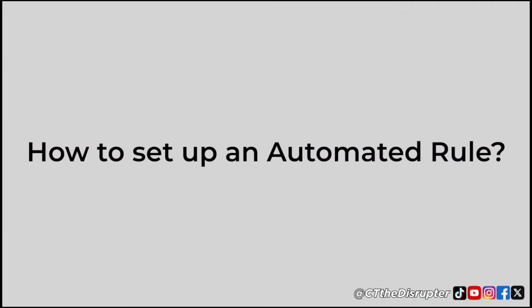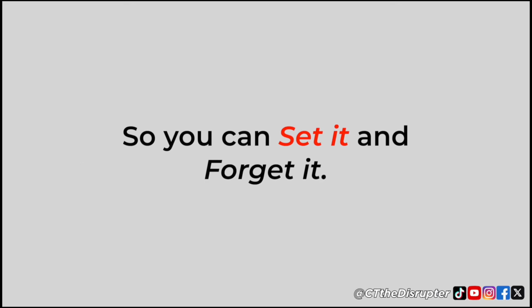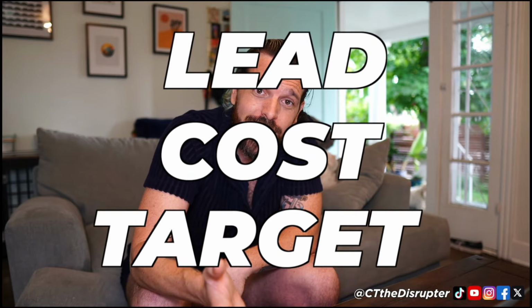Now, the last thing I'm going to show you here today is how to set up an automated rule so that you can have this campaign scale automatically, so that you can set it and forget it. Now, internally, there's a lead cost target of $15. So we're going to make sure that if we're getting leads more effectively than that, that we can scale into the margin that we've created.